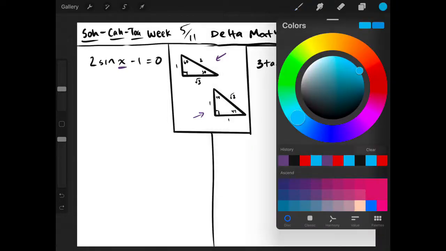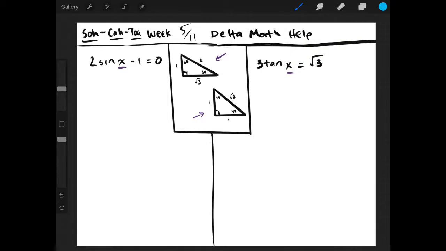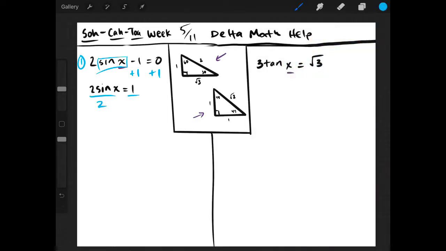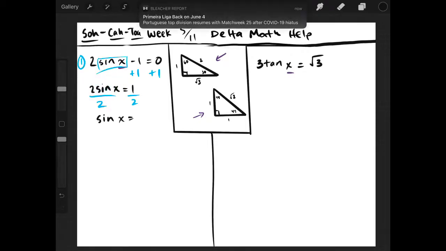Just like we do in all of our problems, we're going to start over here on this first example: 2 sine of x minus 1 equals 0. We're trying to figure out what angle is going to satisfy this equation. The first thing we do is get sine by itself. So we add 1 and get 2 sine of x equals 1, divide by 2, and we get that sine of some angle x is equal to 1/2.